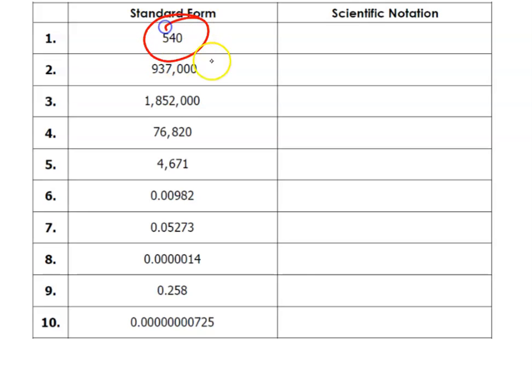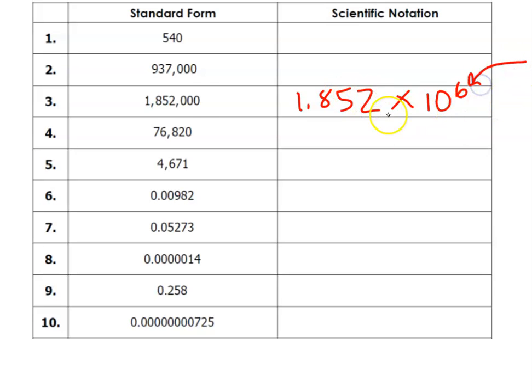I want to take my standard number and I want to write it in scientific notation. That means I'm going to need a times sign, a 10, and a power. So let's do this one here. 1, 2, 3, 4, 5, 6 digits I need to pass in order to get to that front number. So I need all of the digits except the zeros at the end. So 1.852. It's 10 to the 6th because I moved 1, 2, 3, 4, 5, 6 place values in order to get my new coefficient.